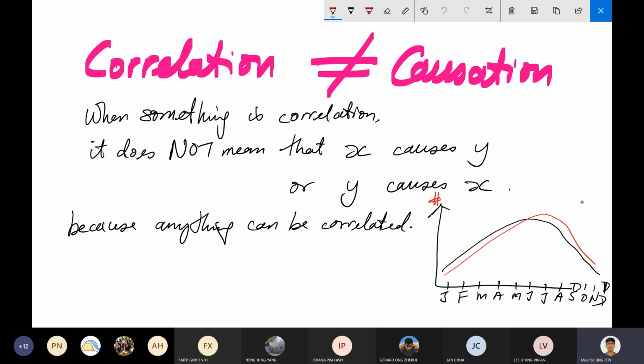Okay, so this diagram below. When you see these two lines overlap or the trend is similar, do you think they're correlated? Do you think these two data sets are correlated by months? Yes, right? Correlated. And what if I tell you that the red line is the number of shark attacks, and the black line is the number of ice cream sales.